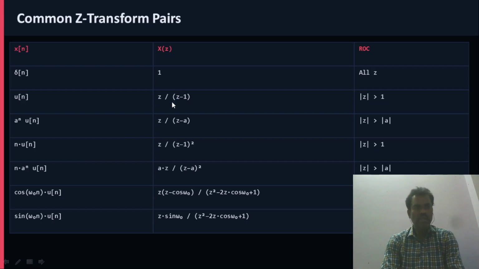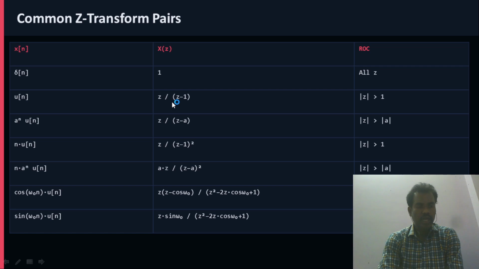Similarly, if you multiply a power n into u of n, with n, a power n u of n has Z transform z by z minus a. We apply negative z into d by dz of X of z, like so, and you get that.